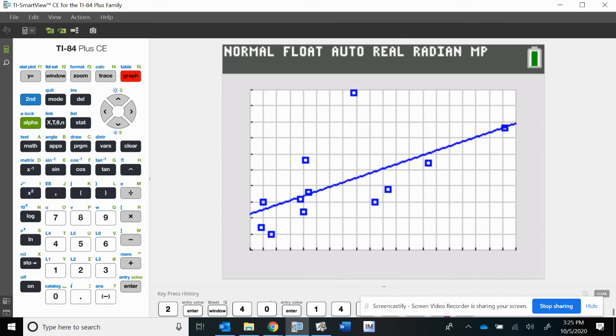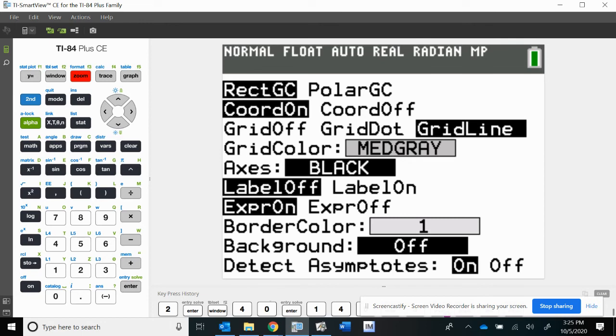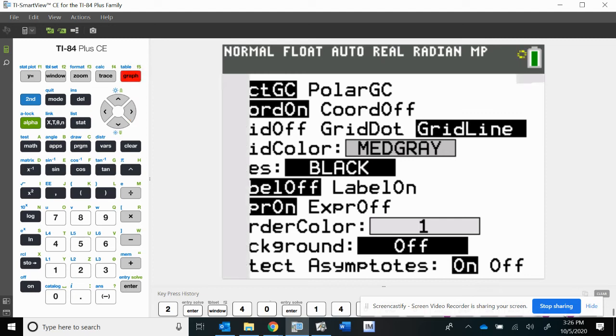Now, if your calculator doesn't have that gray grid background, you can set up the gray grid background by going second zoom. And what I did is I have my grid line on. So I just go over to grid line. You could do grid dots. You can do grid off. I like having the grid line because it helps me figure out where my dots are going to go. I like my grid line to be a light gray. This is actually a medium gray, but I like it to be gray so it doesn't pop so much, but it gives me an idea of where everything is.